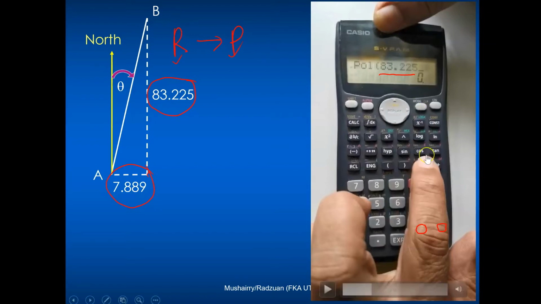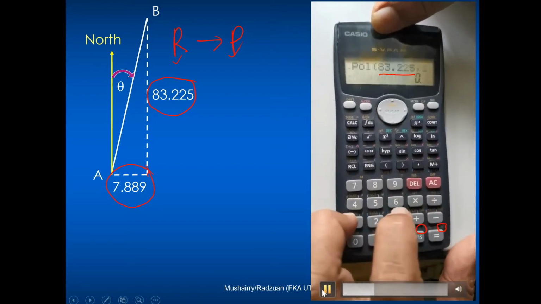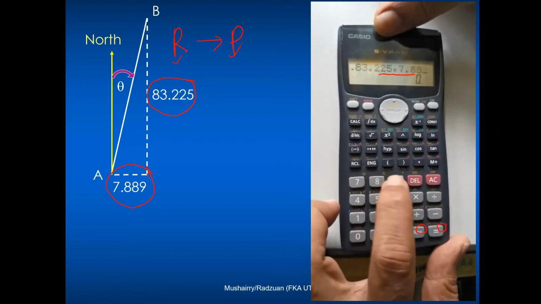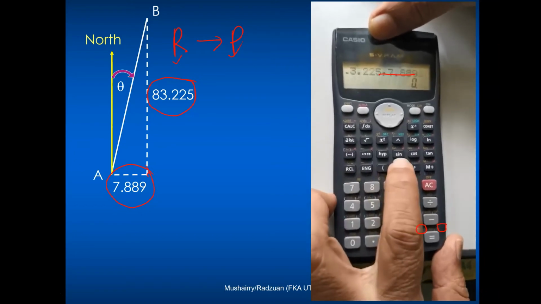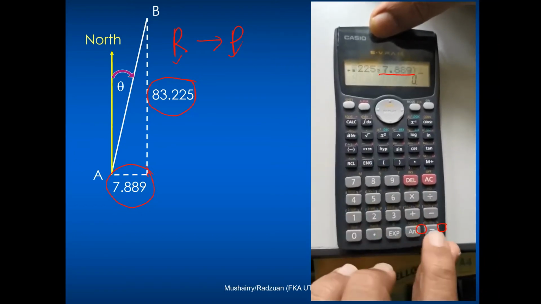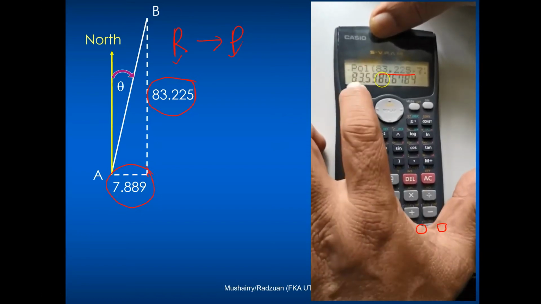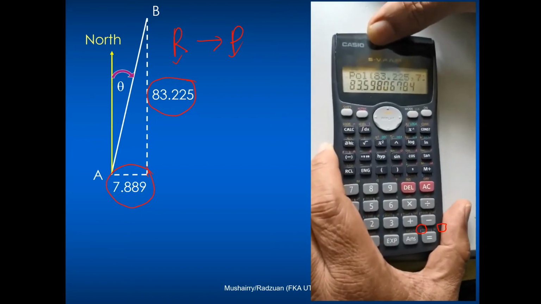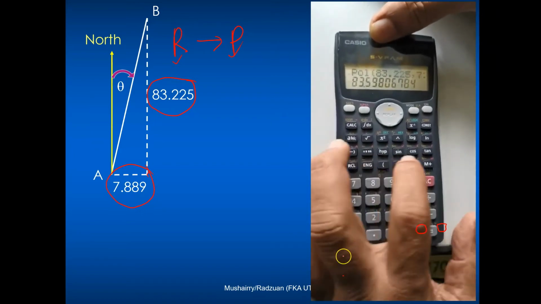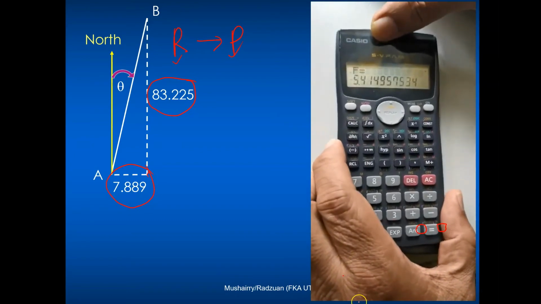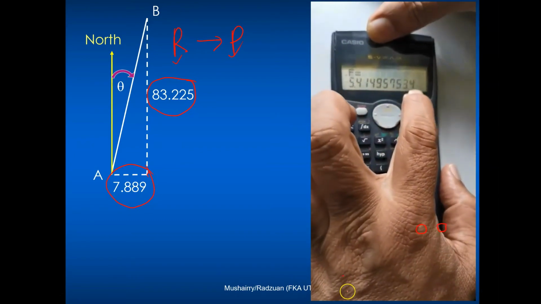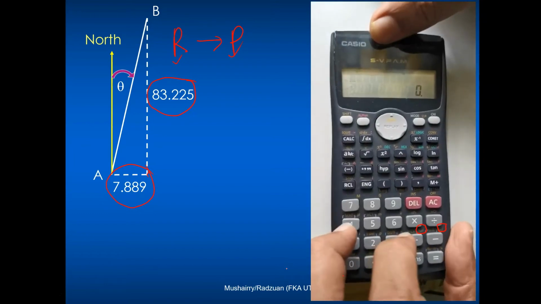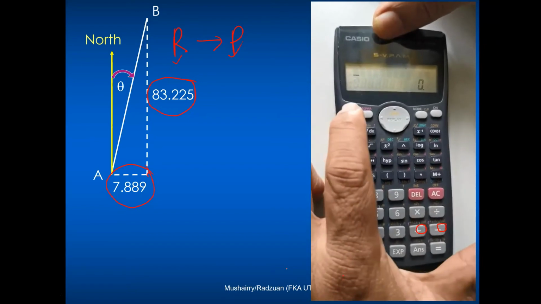Then followed by a comma. Then you key in your difference in easting. Then you close the bracket. When you press equal, that will give you the distance, and that will give you the bearing. Okay, all right, so that's basically what we want. We're going to repeat that.